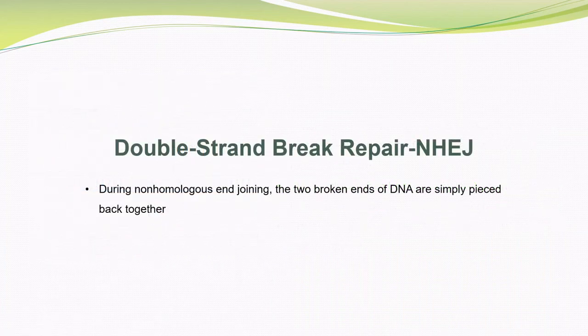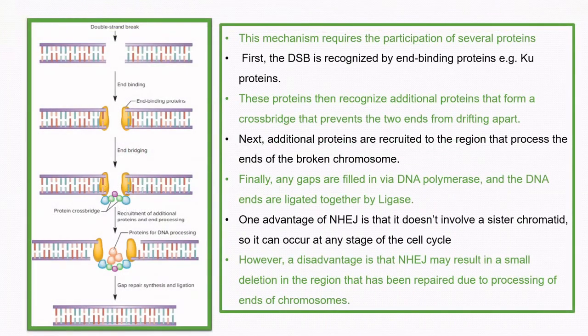Double strand breaks of DNA are repaired by a mechanism known as non-homologous end joining, or NHEJ. During non-homologous end joining, the two broken ends of DNA are simply joined back together. This mechanism requires the participation of several proteins.